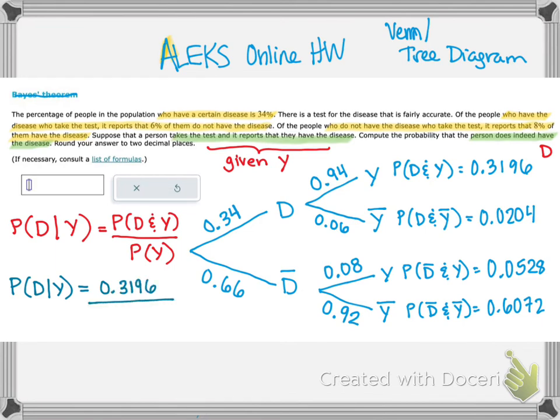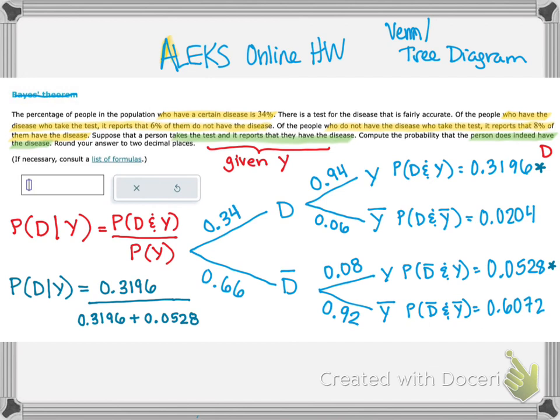0.3196, divided by, and then in the denominator I have to add 0.3196 plus the other probability that I got a yes on the test, which is 0.0528. So that would be line 1 and line 3 of my diagram. Those are the two lines in the diagram where it says somebody did test positive for this disease. Then I would add those two together to get my final answer, which I'm doing right now.